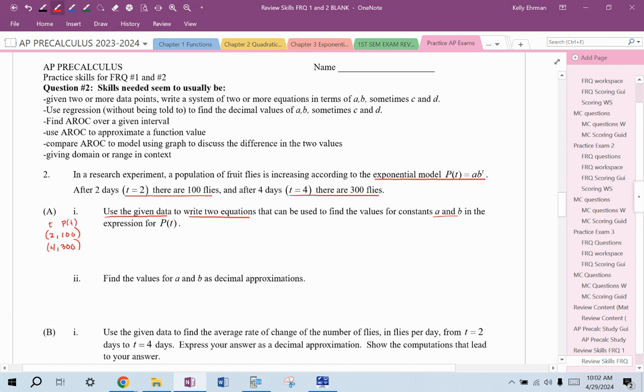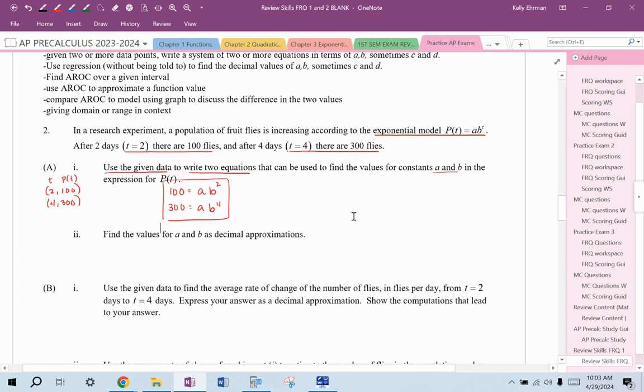So what's one equation? P of T equals A times B to the T. So 100 equals A times B to the second power. What's another equation? 300 equals A times B to the fourth. That's it. I know the first time we did a practice test, we started rearranging and solving for these. But then when I saw the videos of some teachers going through their scoring guidelines on AP Classroom, they said we're allowed to use regression. So there's absolutely no reason to work on this any further.